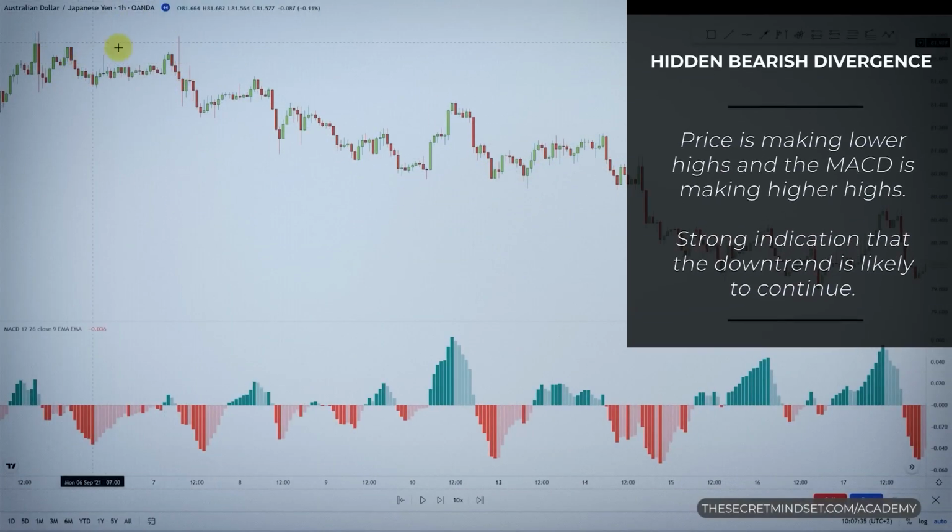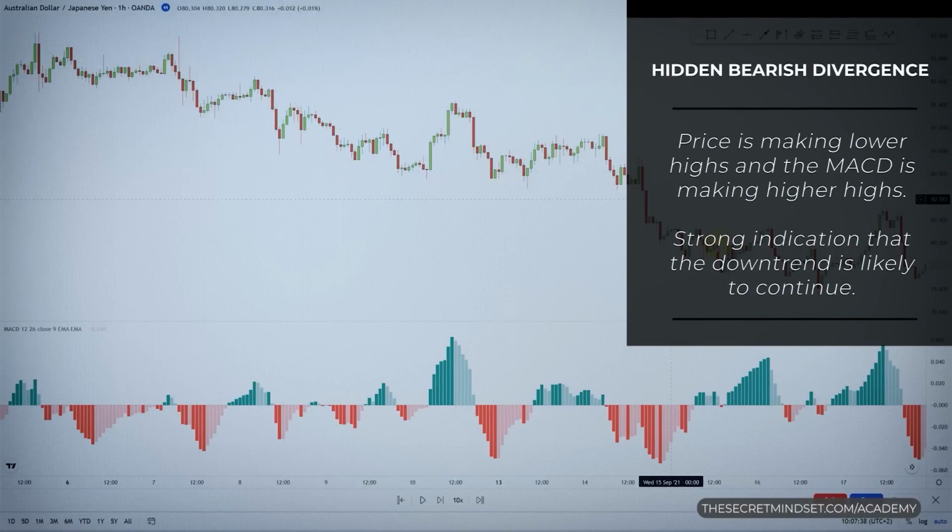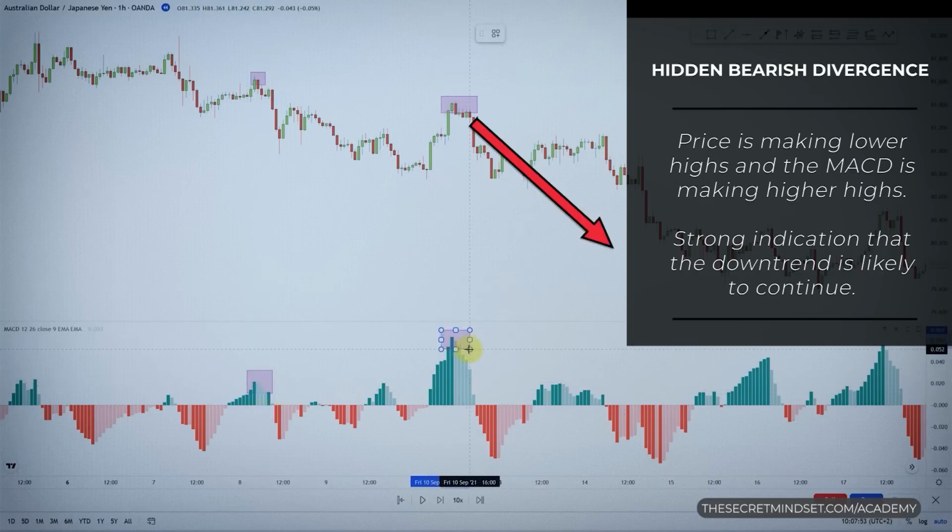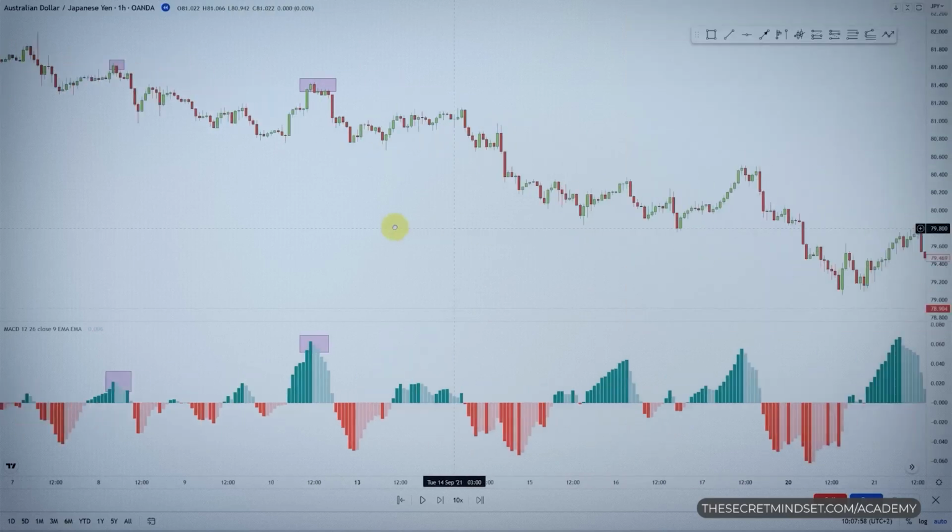Let's say we have a market in a downtrend, making lower lows and lower highs. Now, if we look at the MACD histogram, we see that while the price is still making lower highs, the MACD is making higher highs. This imbalance is a bearish hidden divergence and is a strong indication that a downtrend is likely to continue.